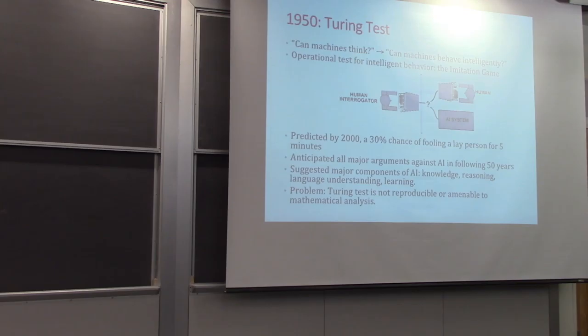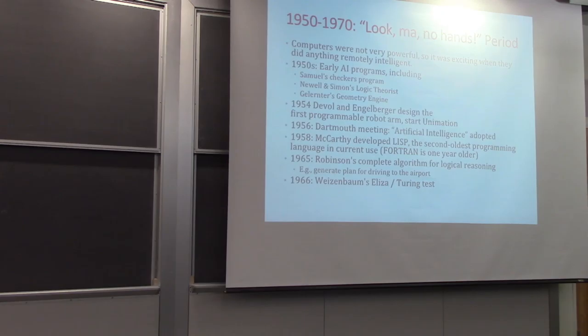But one of the big problems with the Turing test is that in no way is it reproducible, and there's no real ability to do mathematical analysis, other than, you know, I fooled 3 out of 7 people selected following some semi-random process. So we'd like to have a better definition of what it means to be intelligent.